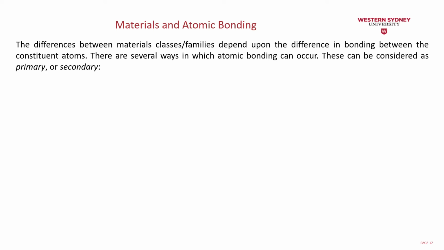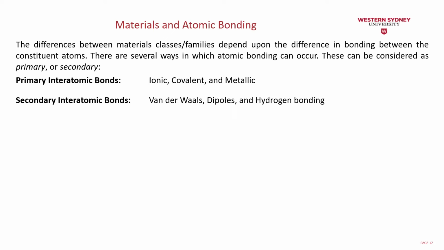The differences between the material classes or families depend upon the difference in bonding between the constituent atoms. There are several ways in which atomic bonding can occur, and these can be considered as primary or secondary. The primary are the intra-atomic bonds, like the ionic, the covalent, and the metallic, and the secondary interatomic bonds like the van der Waals, the dipoles, and the hydrogen bonding.